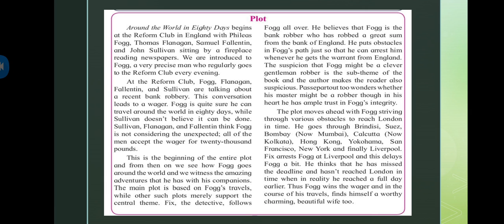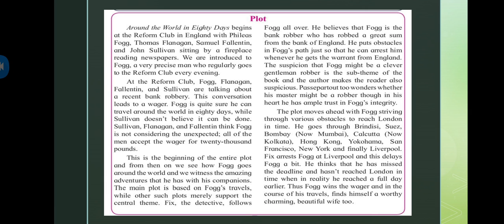This is the beginning of the entire plot, and from then on, we see how Fogg goes around the world and we witness the amazing adventures that he has with his companions. This is the beginning of the whole plot, where Fogg goes around the world and we witness the amazing adventures. Not only he will be there, but his companions will also be there with him. The main plot is based on Fogg's travels, while other plots merely support the central theme. Most of the things are based on his traveling only.